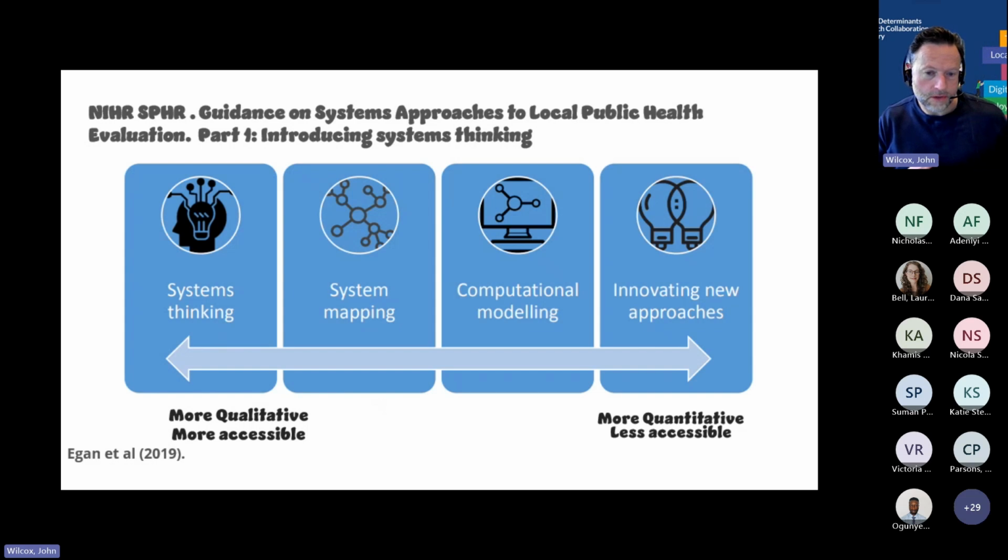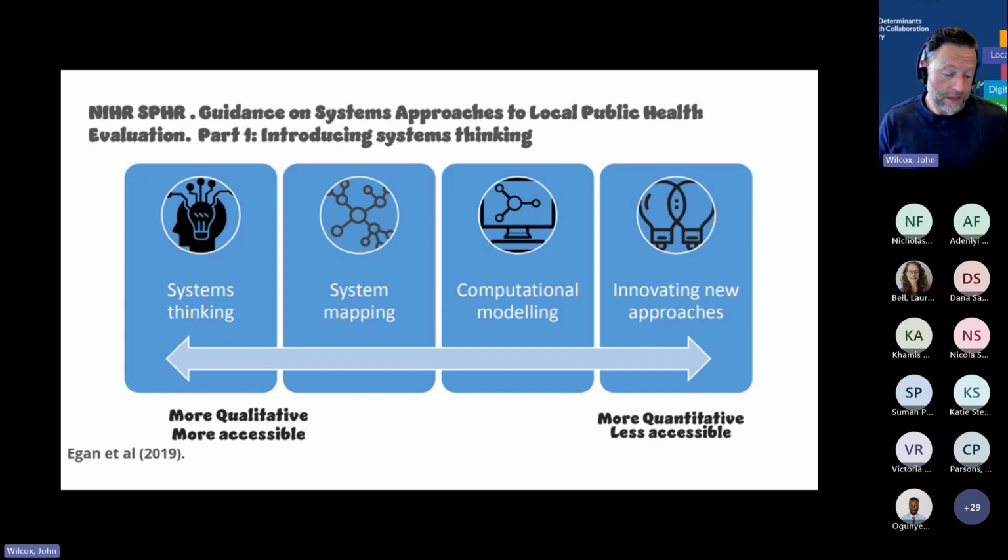Okay, so as with everything else I've covered so far, there's lots and lots of information available on the internet with regard to system approaches, including the evaluation of system approaches. One of the useful ones that's been published in the UK in recent years is the NIHR Public Health Research Programme, which has actually produced some guidance on system approaches to public health and their evaluation, and that's published in two parts. So this is a diagram from part one, which is introducing system thinking, and then going into a little bit about the methods.